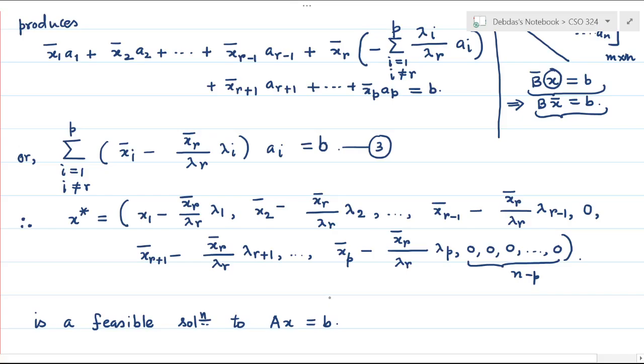Fine, now in order to make that x star a feasible solution, we have to make all the components here, all of these x_i bar minus x_r bar divided by lambda_r into lambda_i, greater than or equal to 0 for all i from 1 to p, and i not equal to r. So how do we make it?